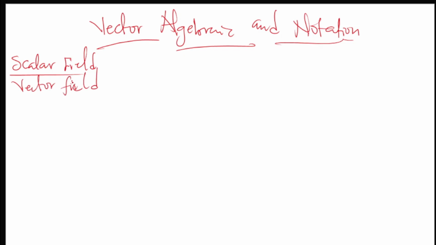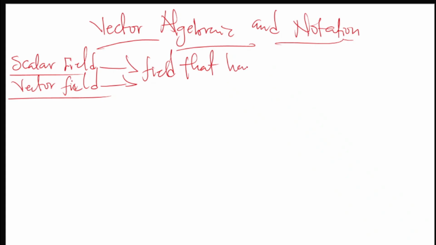Basically, from the idea we had from our physics, when we are talking about scalar, we are talking about those fields that have magnitude and no direction. Scalar fields have magnitude, but they don't have direction.